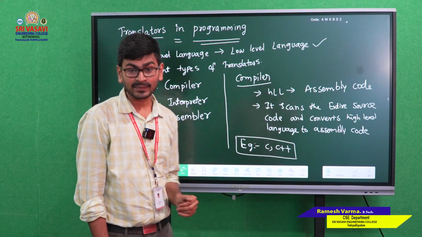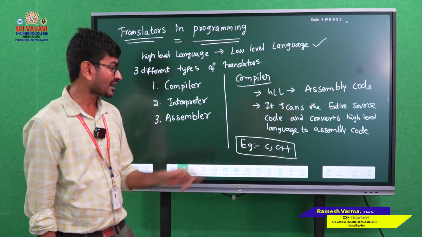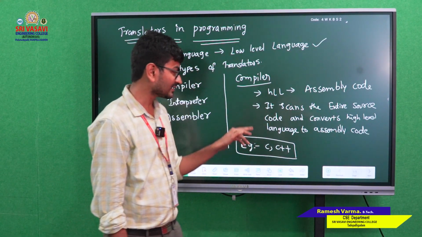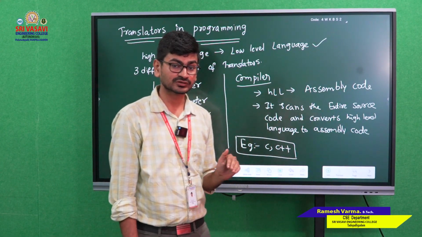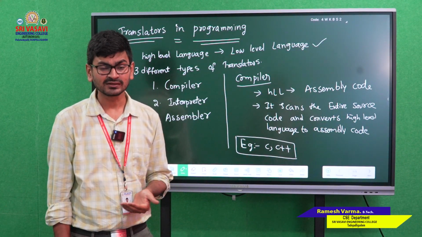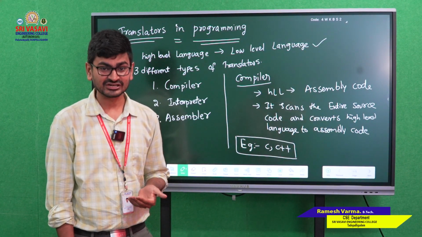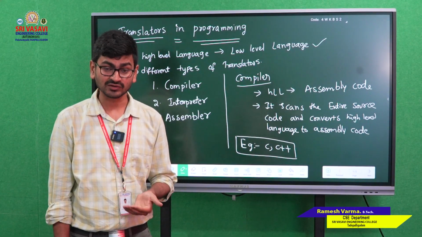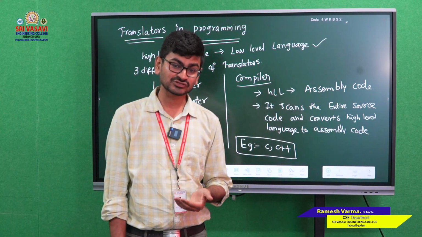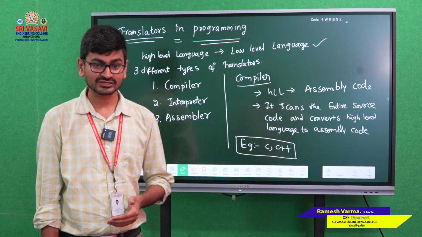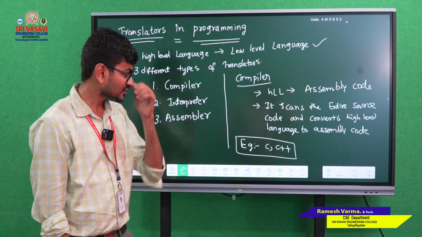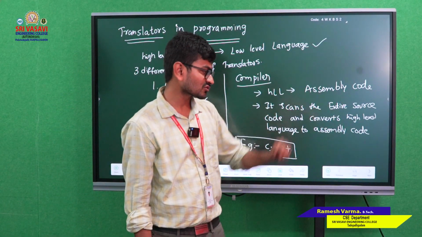The first one is compiler. Compiler can convert high level language to assembly code. In compiler, it scans the entire source code. So we will write one C code, right? That is a .c file. For every file, there will be one extension like .c file or .python file or .java file. This extension is very much required for any programming language, or in general any file there will be some file extensions. So we will take that source code.